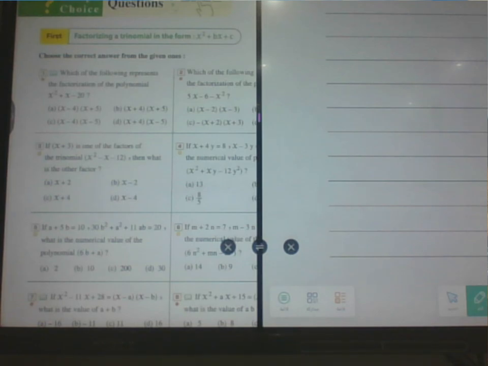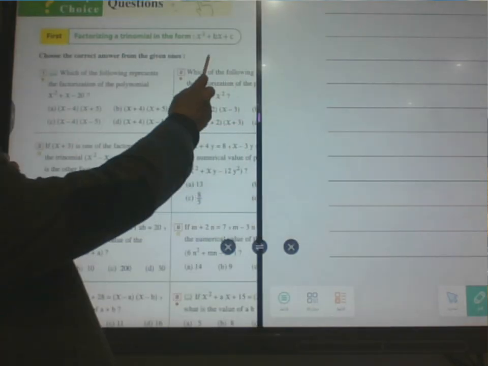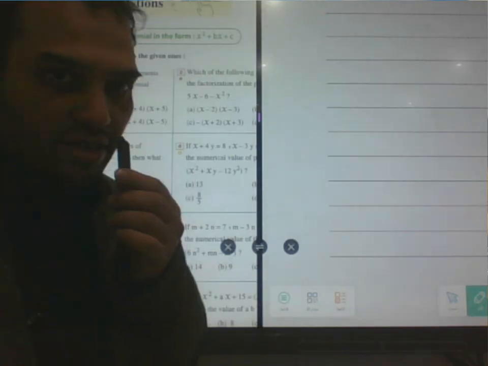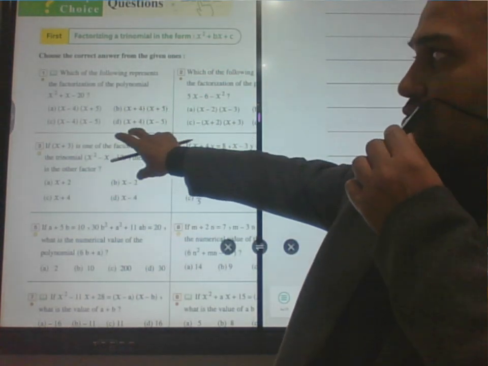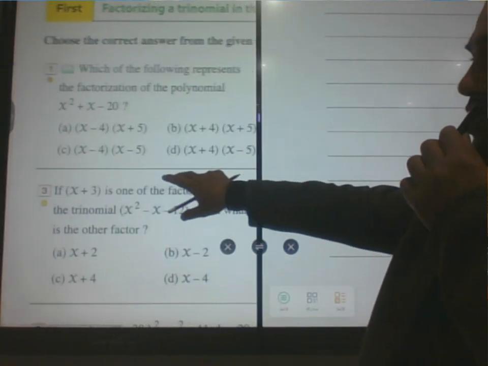Today we'll explain how to find two factors whose product gives the expression x power 2 plus bx plus c by using factorizing. Okay, we can factorize the expression. We have three terms: x power 2 plus x subtract 20 equals what?